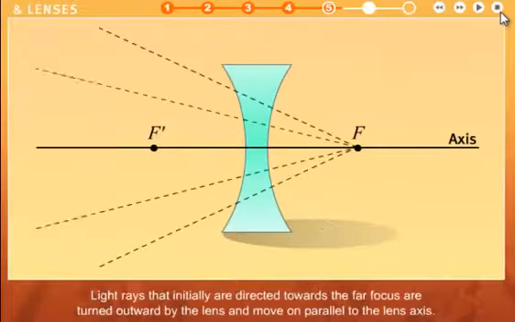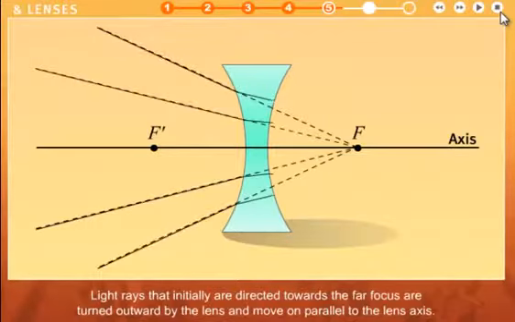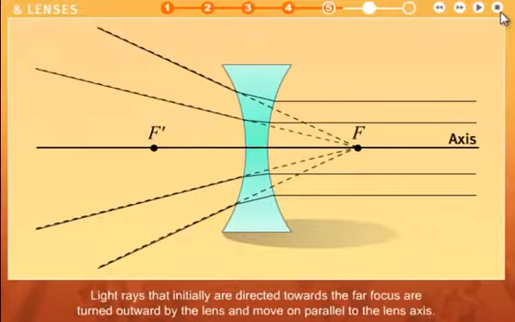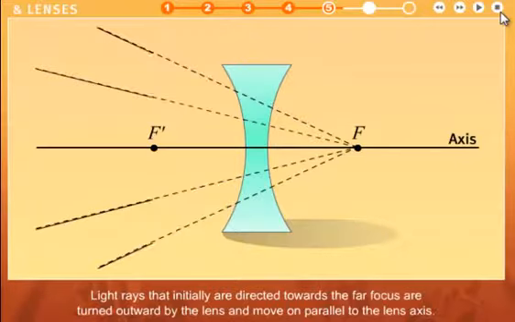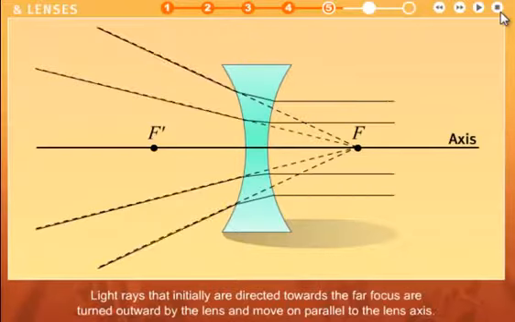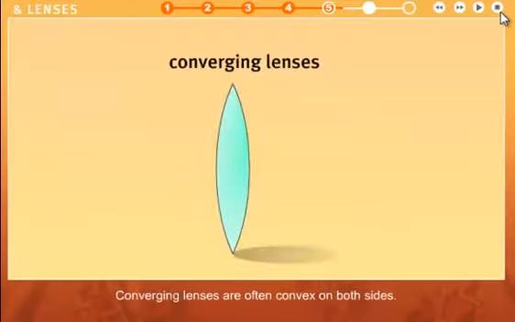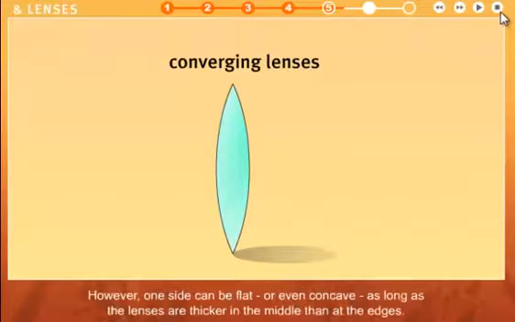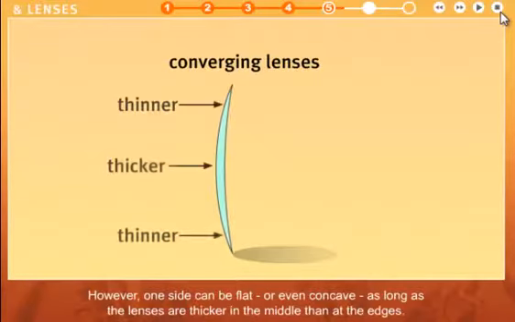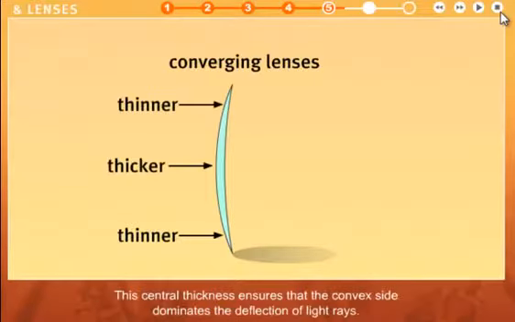Light rays that initially are directed towards the far focus are turned outward by the lens and move on parallel to the lens axis. Converging lenses are often convex on both sides. That is, they curve outward on both sides. However, one side can be flat, or even concave, as long as the lenses are thicker in the middle than at the edges. This thickness ensures that the convex side dominates the deflection of light rays.